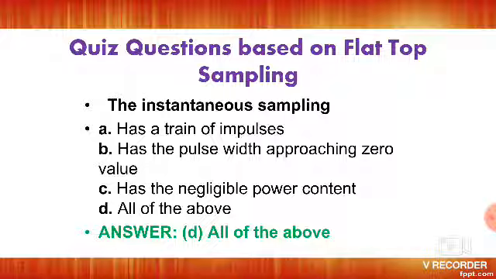This is a quiz question based on flat top sampling, that is, instantaneous sampling. There are four options: has train of impulses, has pulse width approaching zero value, has negligible power content, and all of the above. These three concepts are applicable to instantaneous sampling. That is why the final answer is D, all of the above.